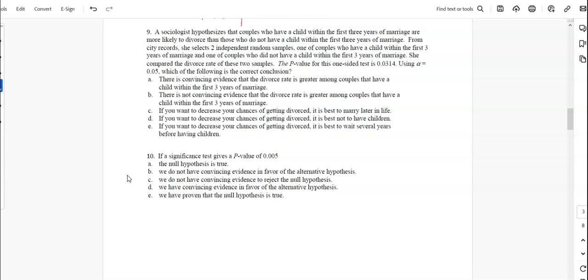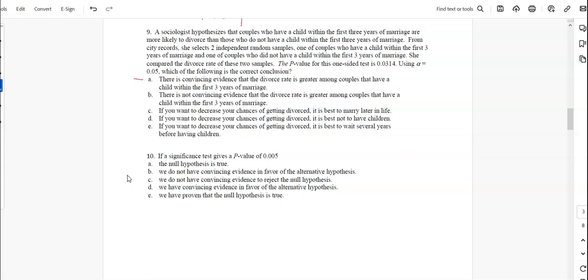Using alpha is 0.05. So really, if you just know those 2 things, you could probably make a decision here. So what's that going to be? Our p-value is 3%. Our alpha level is 5%. Do we have convincing evidence or not? So I'm tempted to say this is the answer.